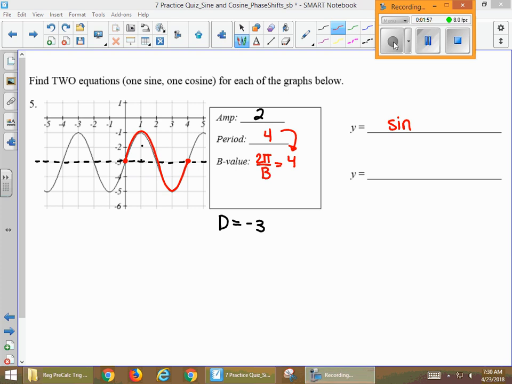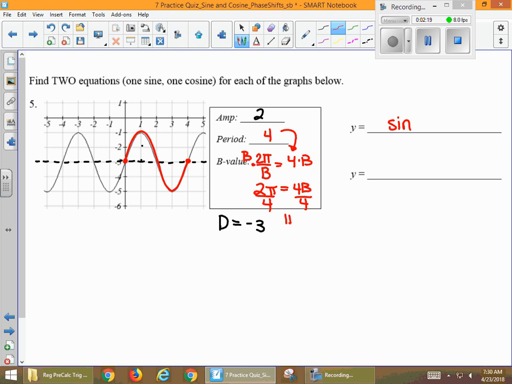Okay. So our little equation, 2 pi over b equals the period of our function, we're going to use that. We just need to solve for b. So multiply both sides by b. I have 2 pi equals 4b, and divide both sides by 4. 2 pi over 4 is the same as pi over 2. So that's our b value.